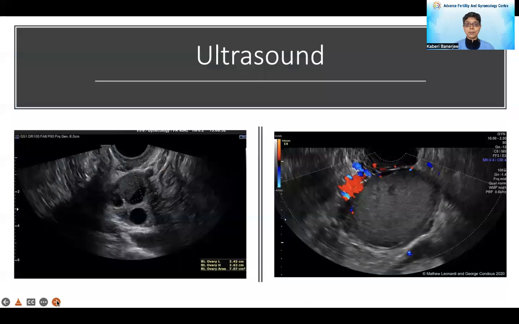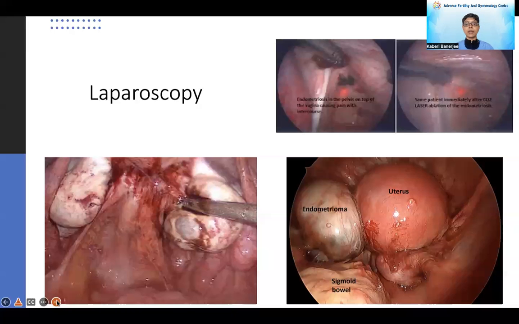The ultrasound picture is usually a ground glass appearance, as opposed to a clear cyst, which can be a hemorrhagic cyst, follicular cyst, corpus luteal cyst, and sometimes malignancy. The way we can differentiate between malignancy and endometriosis is that in malignancy, the cyst may grow fast and there may be a lot of blood flow to it.